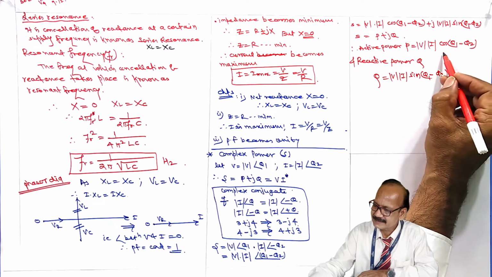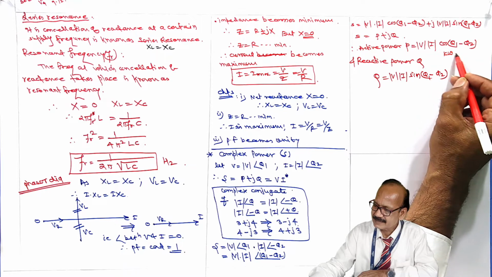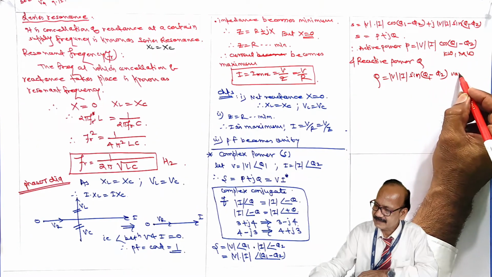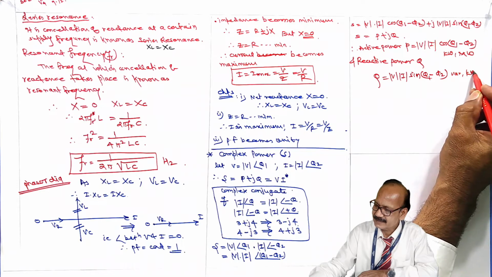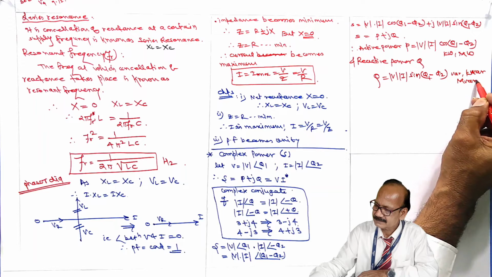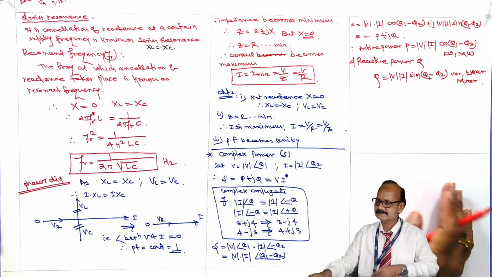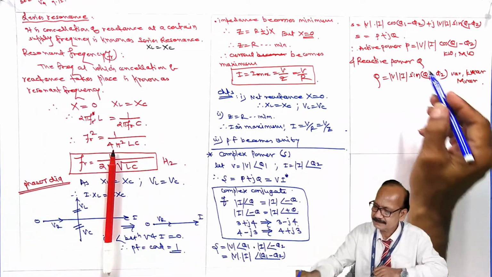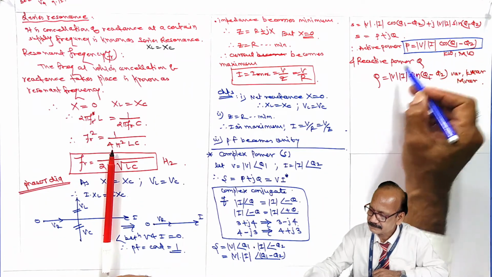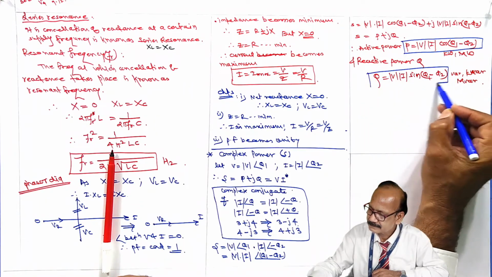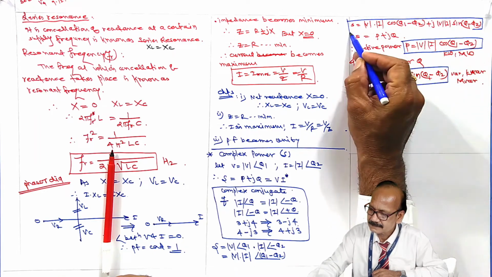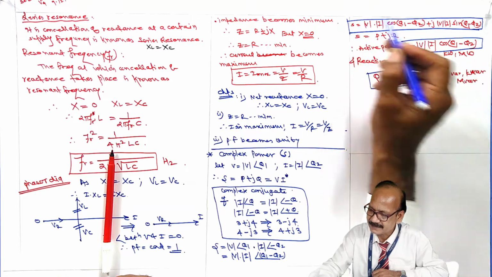Now its unit is either kilowatt or megawatt. Here VAR, kVAR or MVAR. This is the expression for complex power.